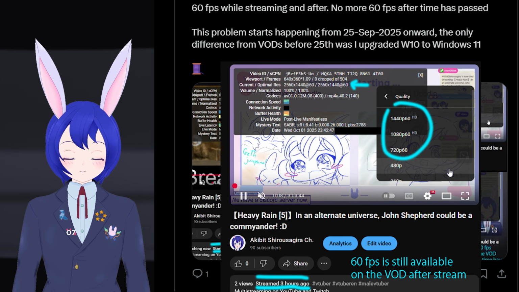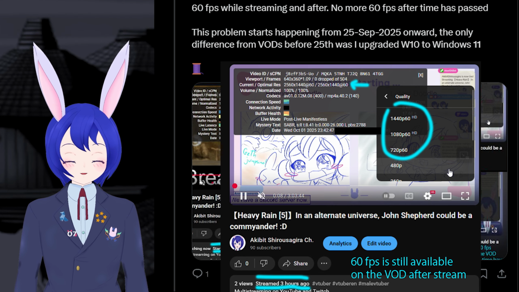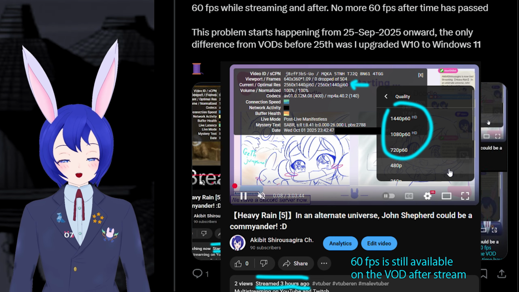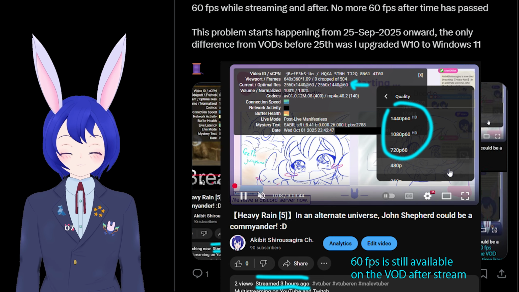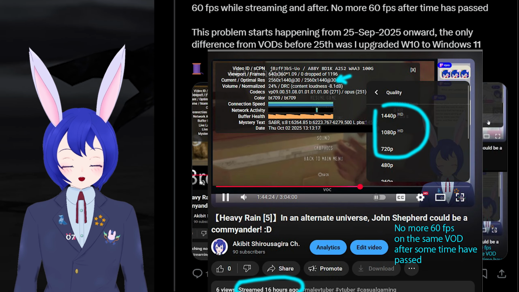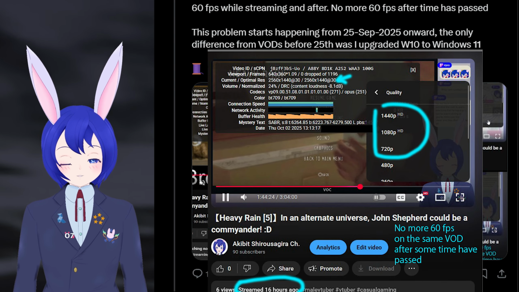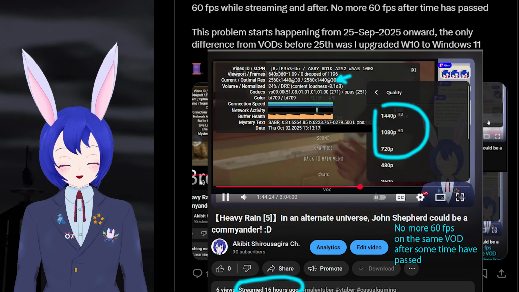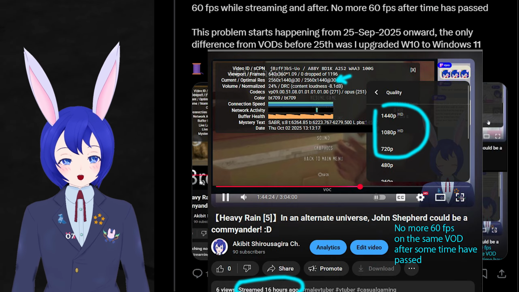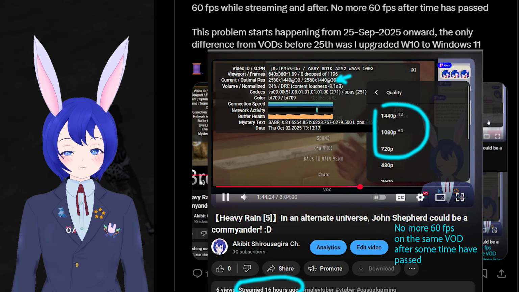Picture 2 is the VOD right after the stream. You can still see the glorious 60 FPS everywhere. You know that this is no longer during the live stream because the description says streamed 3 hours ago. And my stream was, of course, 3 hours long. Picture 3 is the very same VOD, but after some time has passed, in which you can see the 60 FPS has vanished, never to be seen again. You know this is an old VOD because the description says streamed 16 hours ago. So you should be able to see the problem clearly.